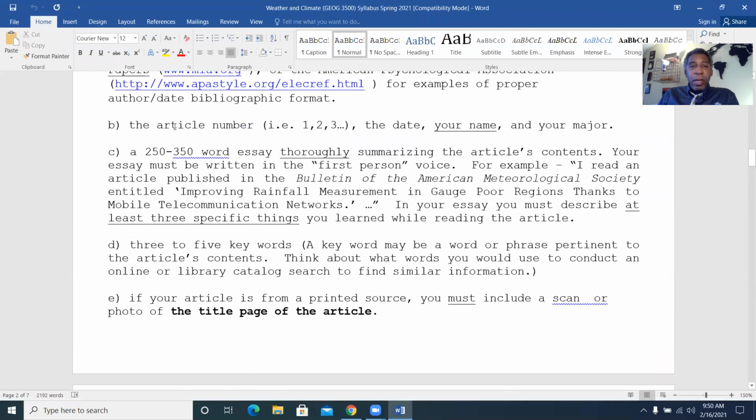Then somewhere on the page, put the article number, the first one will be article number 1, due next Tuesday, the date, your name, and your major. You'll write a 250 to 350 word essay thoroughly summarizing the article's contents. It must be written in first person voice: I read an article in the American Meteorological Society entitled blah, blah, blah. So it must be first person voice.